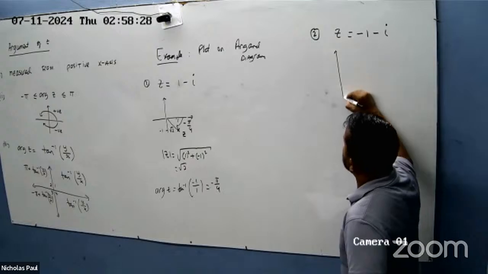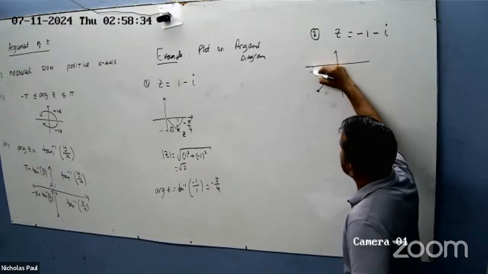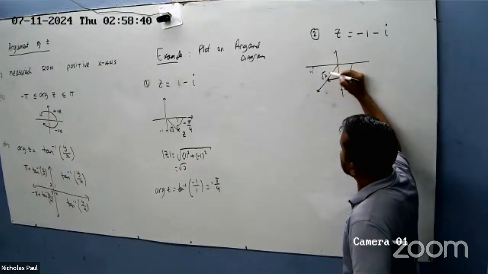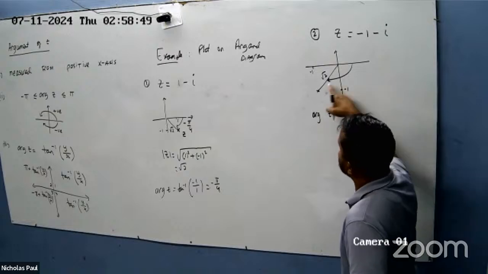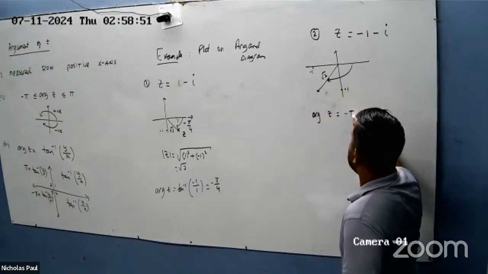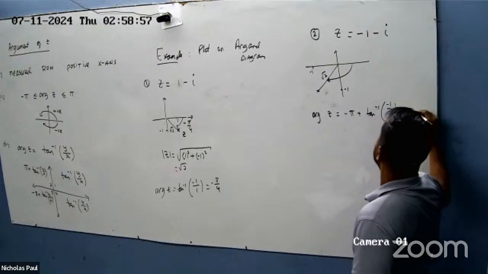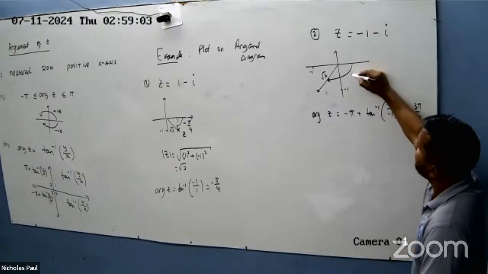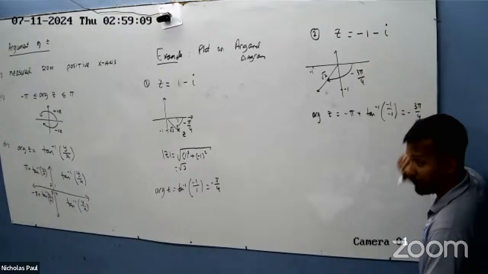Right, so first thing we do, we plot it. Plot it quick. The argument is here. The modulus is the same, root 2. And the argument of z is in the third quadrant, so we're using minus pi plus tan inverse of minus 1 over minus 1. That will give us minus 3/4 pi. Okay with that?